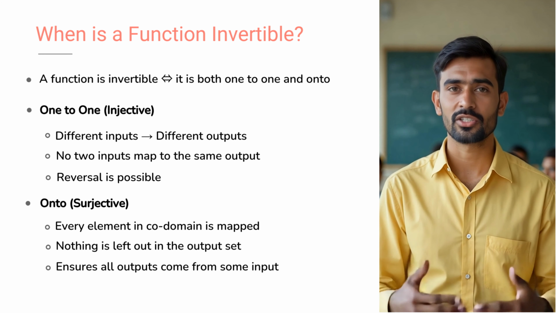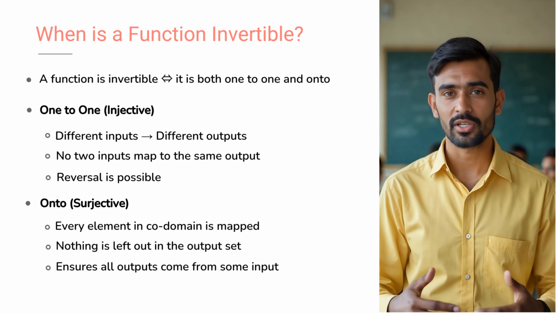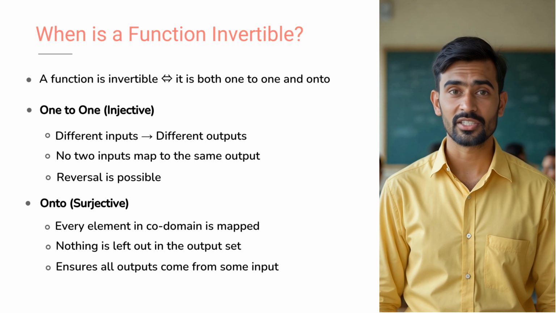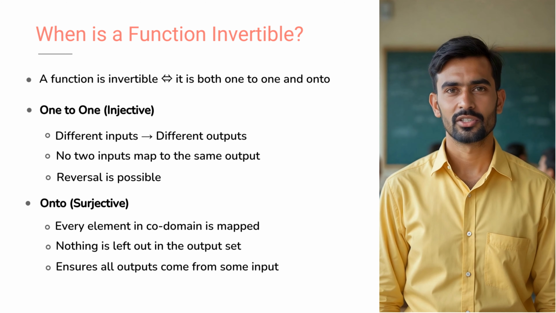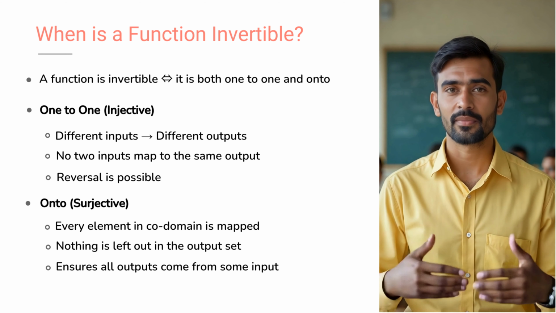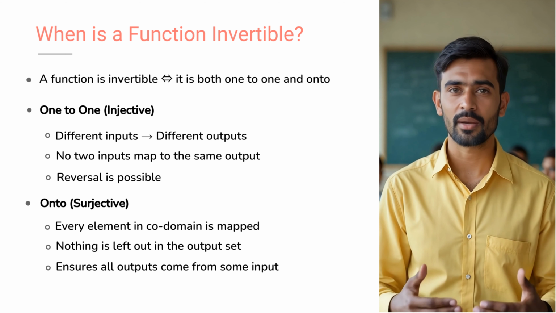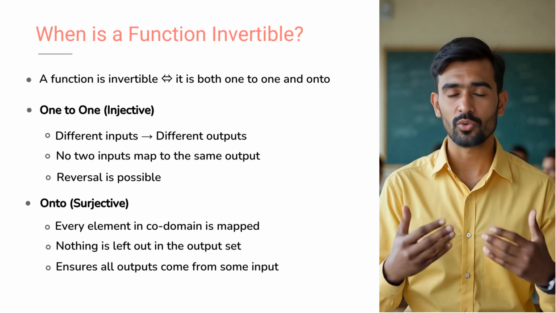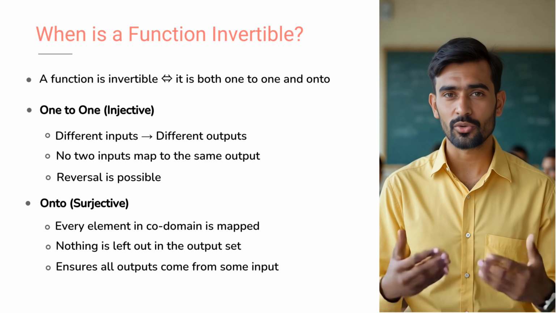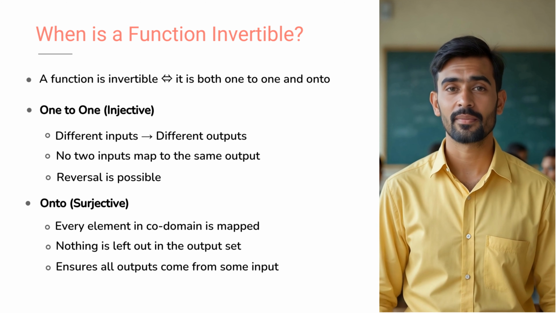But if a function is not one-to-one, multiple inputs might lead to the same output, and that means we can't reverse it uniquely. If it's not onto, some outputs have no preimage at all. So again, reversal is not possible. So remember, invertibility equals one-to-one plus onto. Only then can a function have a well-defined inverse.